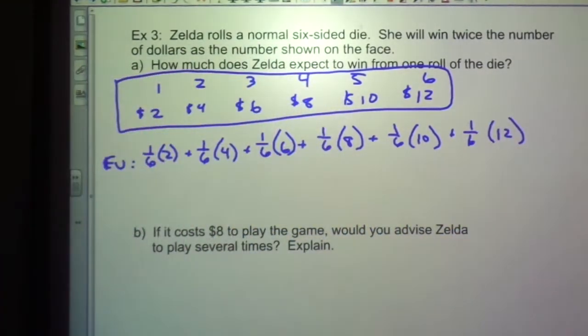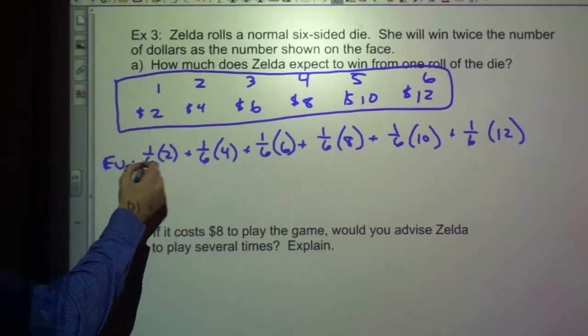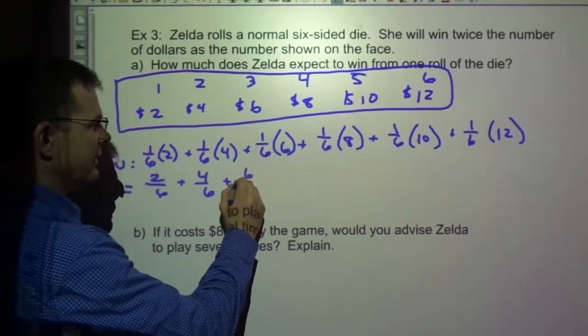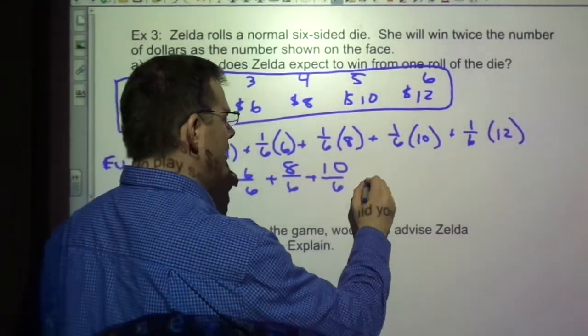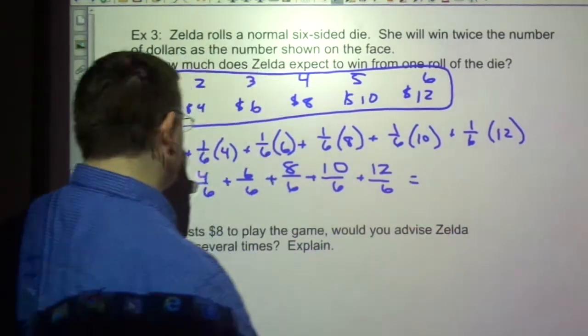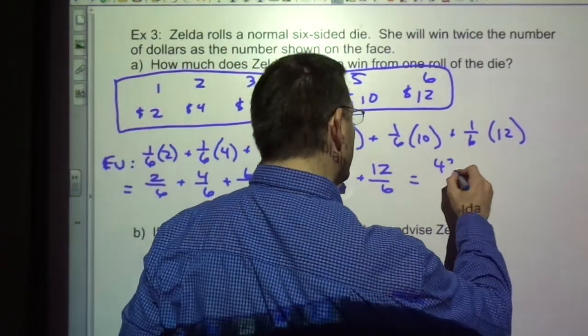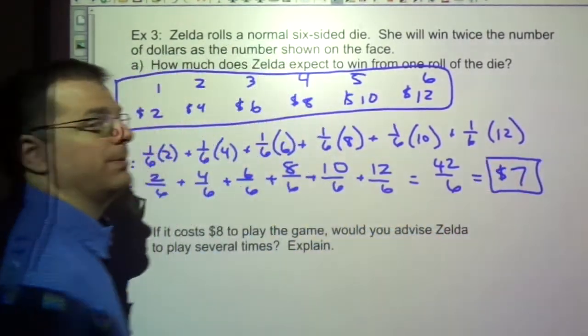So combined, this is my expected value. Should I pay $8 to play the game? Well, let's see what we would get here. This is going to be 2/6, 4/6, 6/6. I'm going to keep them as 6ths so I have common denominators. And then just add it up. 6, 12, 20, 30, 42. And that is $7. That is my long-term expected value.